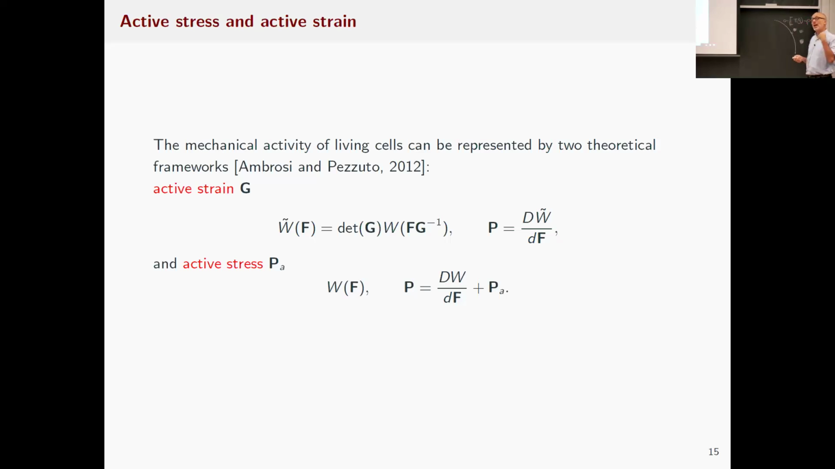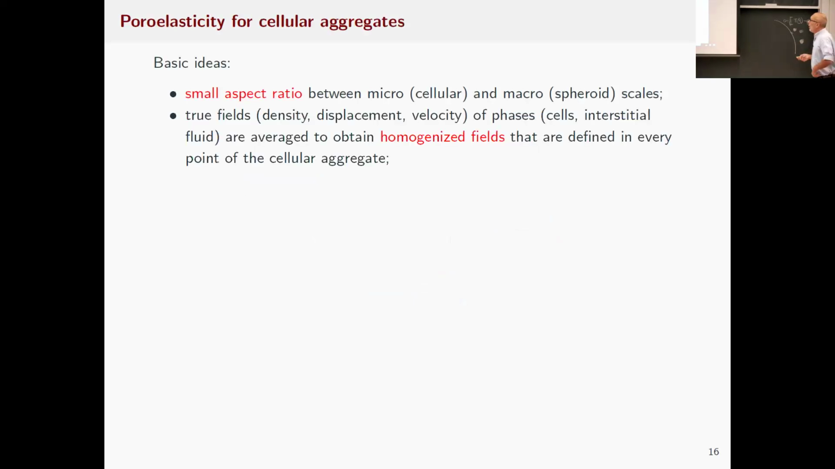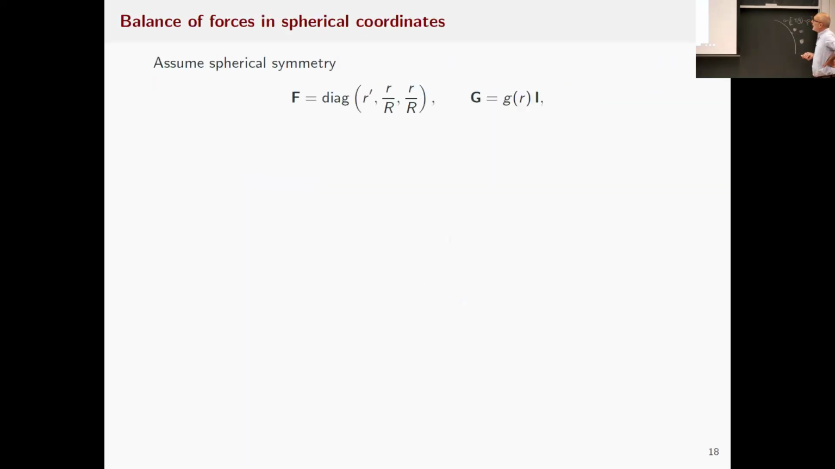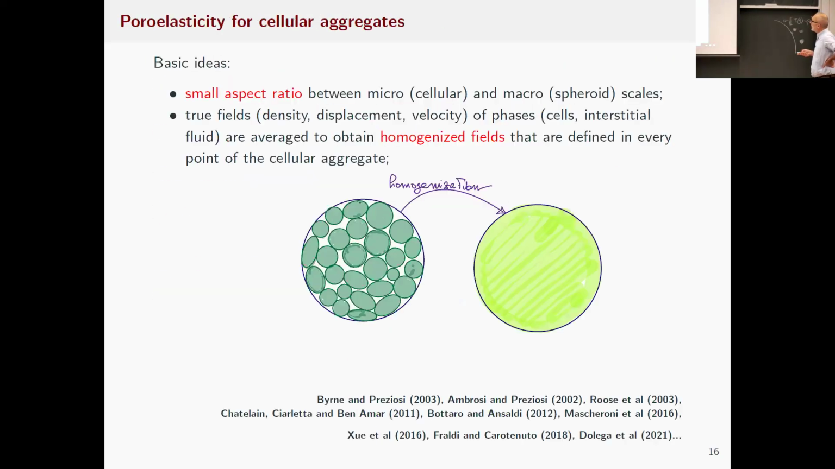But now we are looking at living materials. Living materials produce forces internally by themselves. And this is what is called active stress. There are some possible ways to include the active stress into these materials, of which we have chosen one, and we go on in this direction. Okay, this is the idea of photoelasticity. Let me go back. This is what I was telling you before.